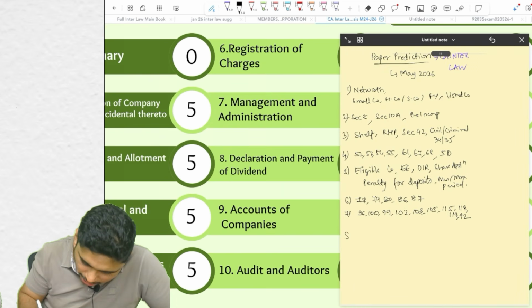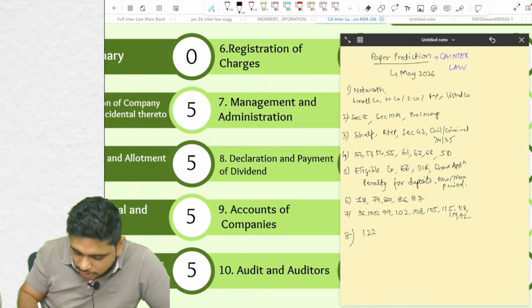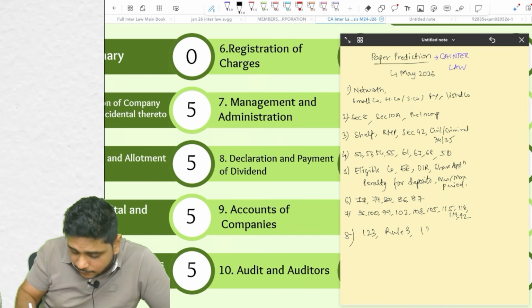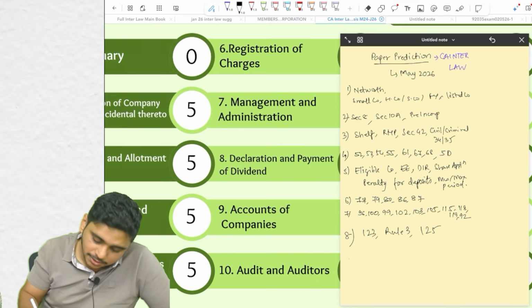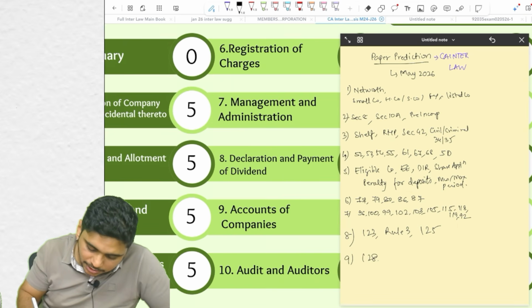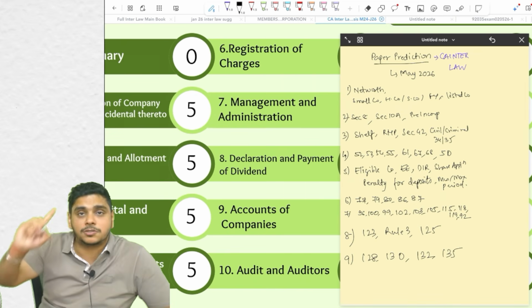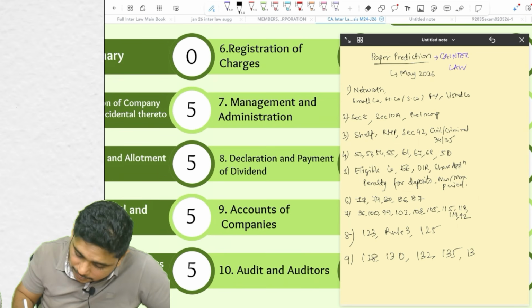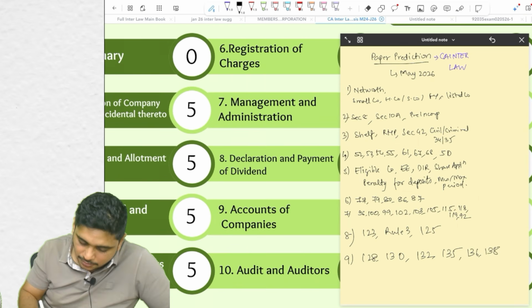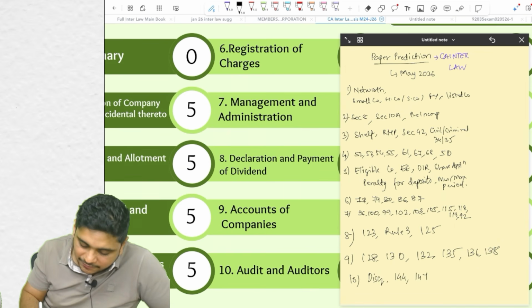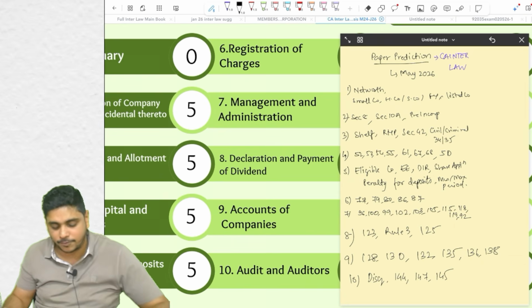Then chapter number 8, Section 123, and that Rule 3 very important, 125, IPF concept important. Accounts of company 128, 130, reopening of accounts, NFRA, CSR. It has not been asked for a long time, it may come in the exam. 136, 138. In auditors, the disqualification answer important, Section 144 prohibited services important, 147 penalty, 145 signing of audit report important.